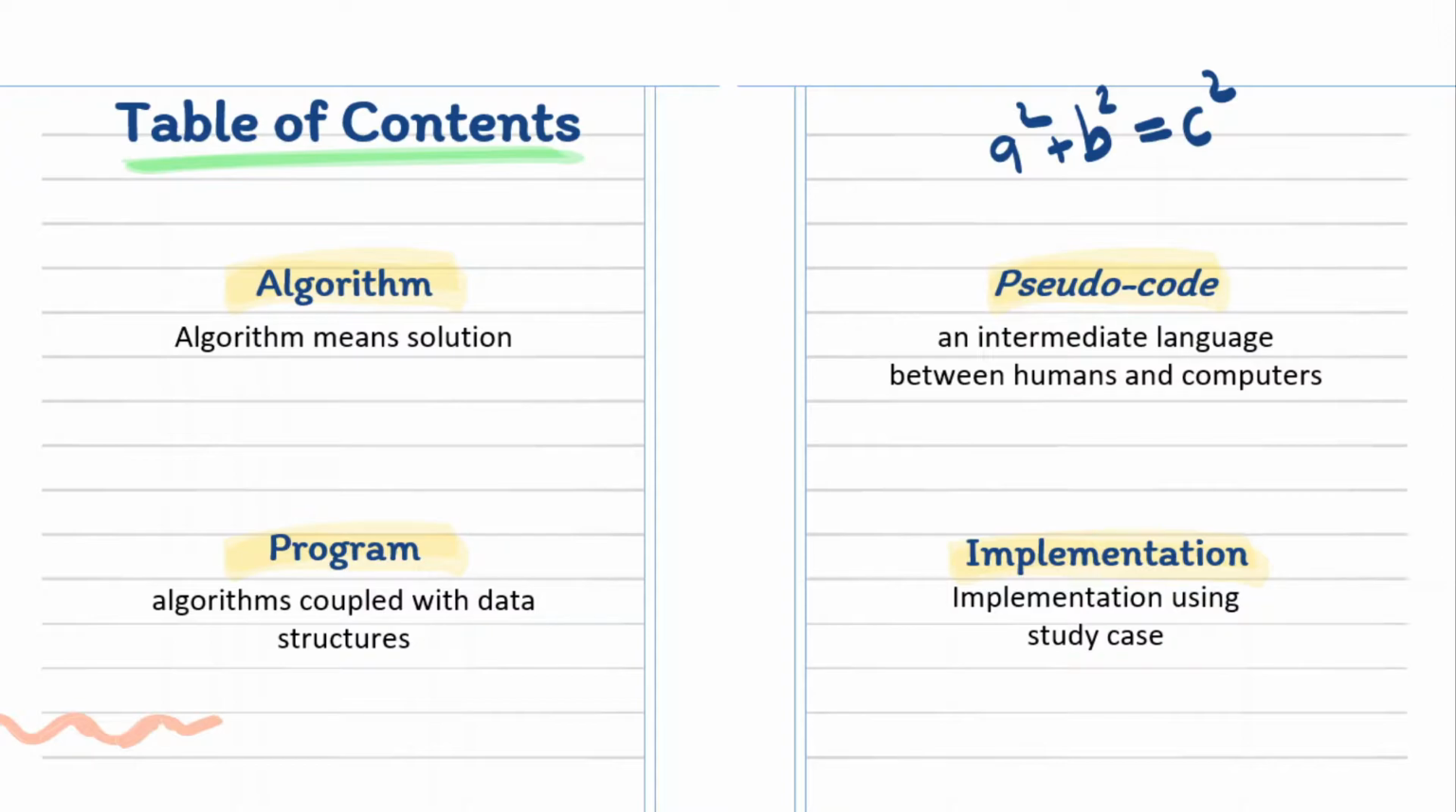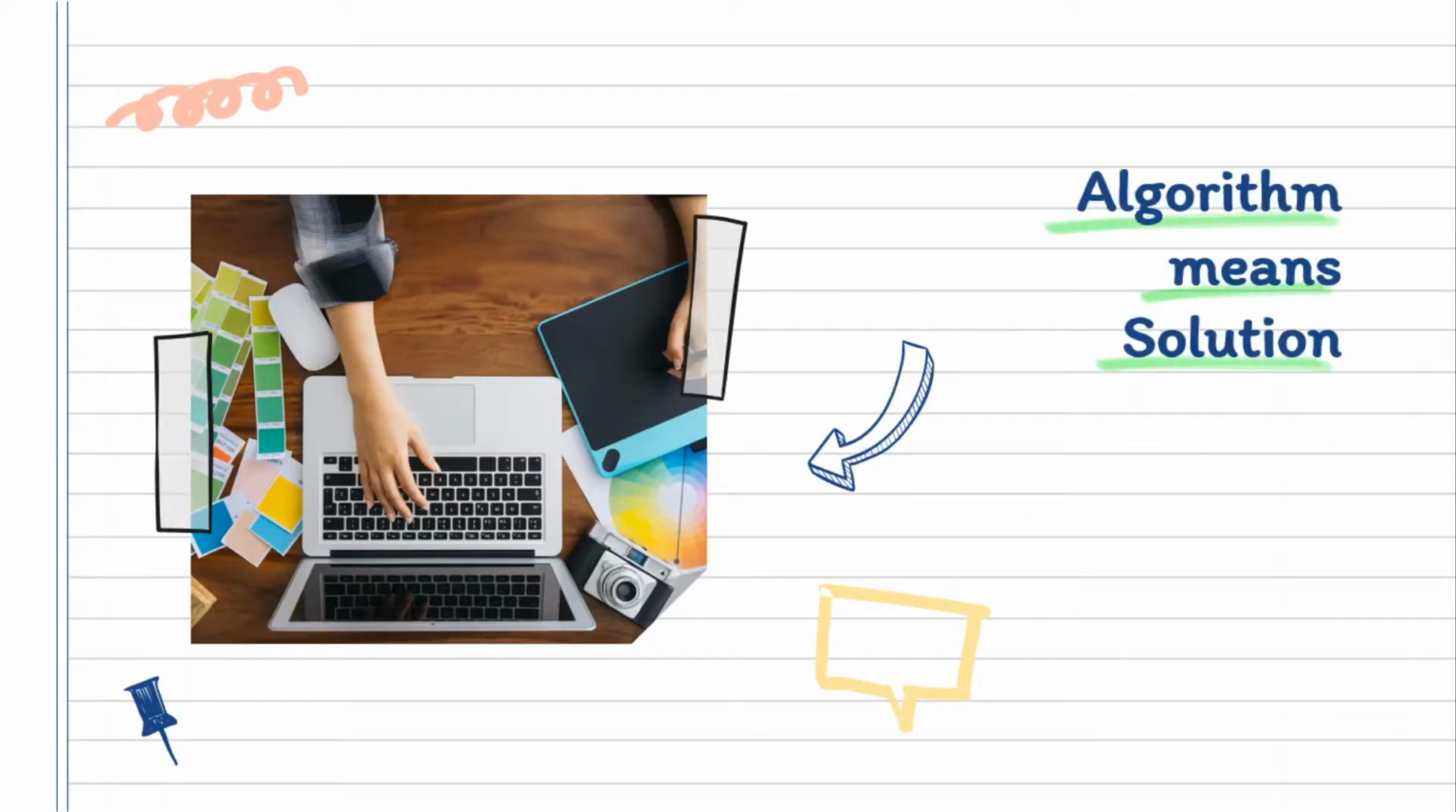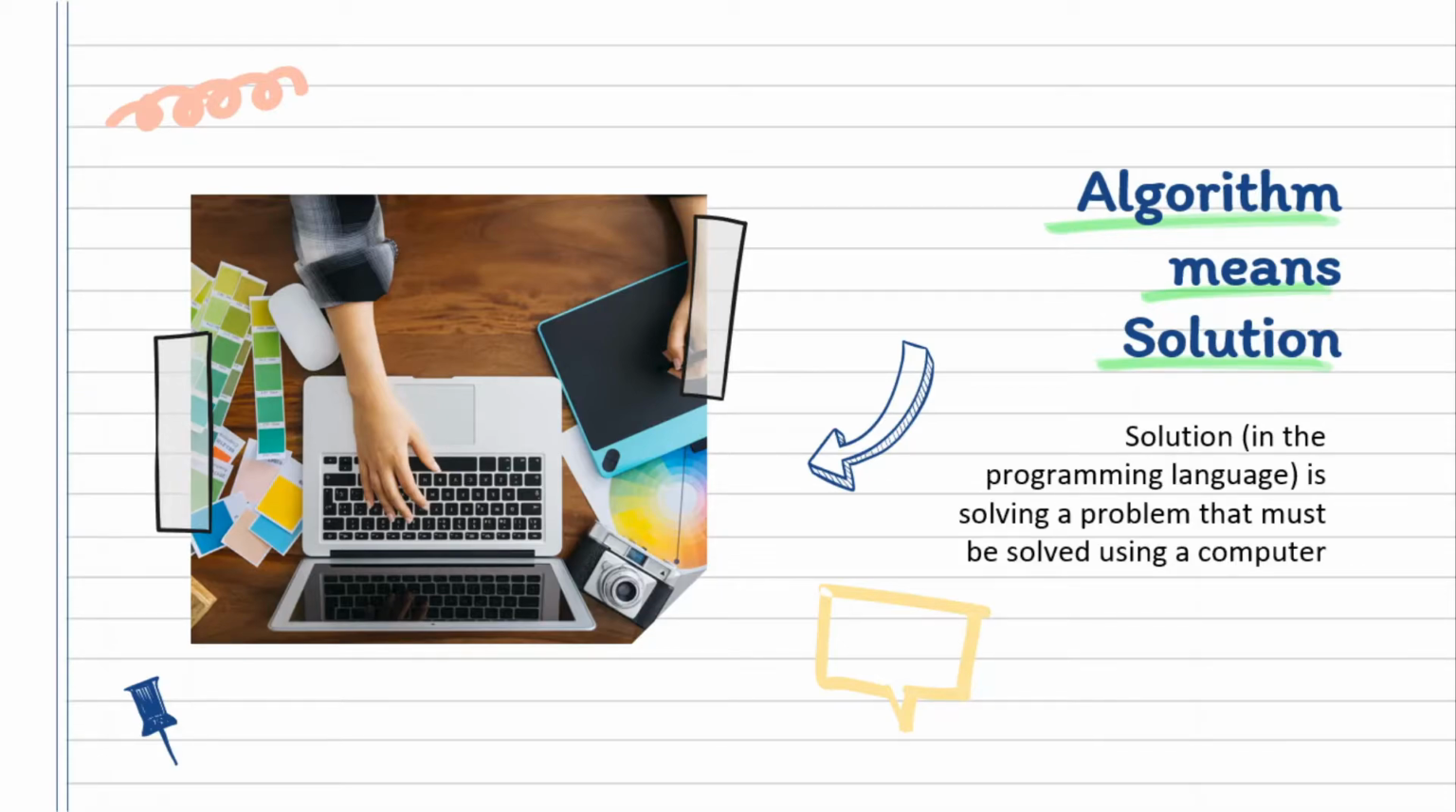Okay, our first discussion is about what is algorithm. Algorithm means solution. Solution in the programming language is solving a problem that must be solved using a computer. Solution is the steps that are needed to solve a problem. Therefore, the algorithm is the core of programming. The algorithm must be made successively, so the computer can understand and execute the programs that have been created correctly.